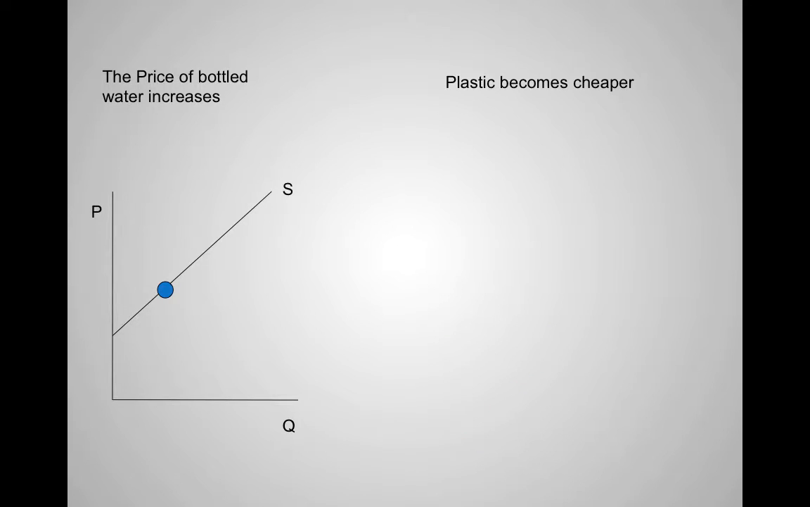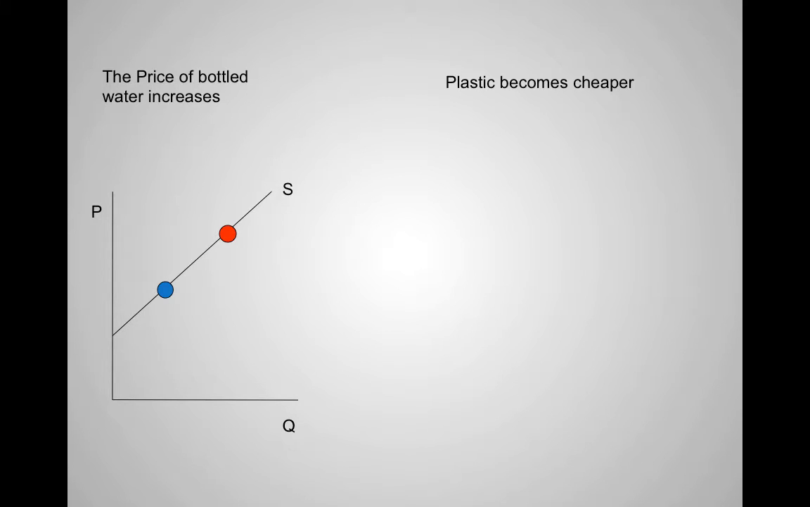All right, so let's go over one other point that's really important. Please note again that if there is ever a change in price, that is a movement along the supply curve. It is not a movement of the curve. So, for example, if the price of bottled water increased, we'd be moving from the red point to the blue point. That would be a movement along the curve.